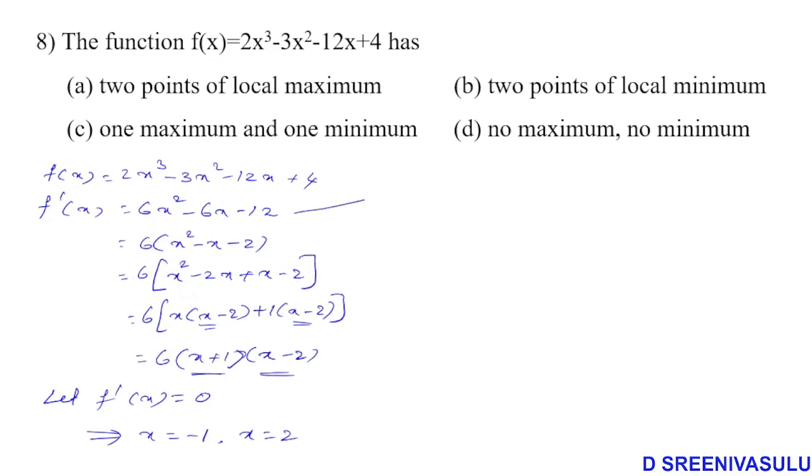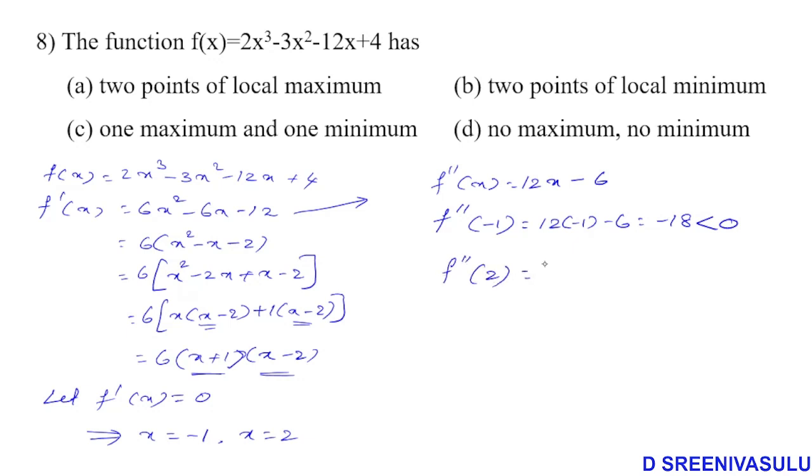Now find out f double dash x. F double dash x is equal to 12x minus 6. Then find out f double dash at minus 1. This is equal to 12 into minus 1 minus 6, which is minus 18, less than 0. F double dash, substitute 2. This is equal to 12 into 2 minus 6, 24 minus 6. What is 24 minus 6? This is equal to 18, greater than 0.